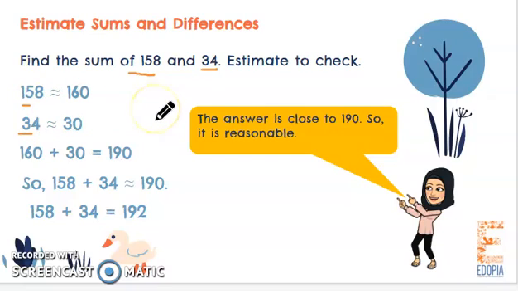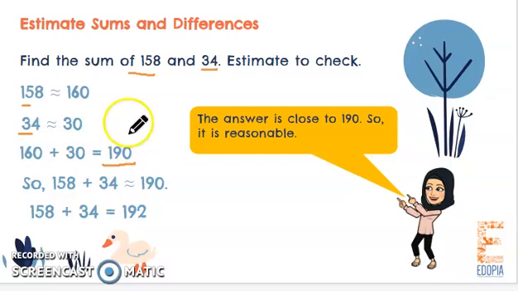We all know when a number is smaller than 5, we round down. Well, rounding down means keeping the target number same. So the target number 3 will stay same, and the next numbers will turn 0. 34 is 30 when rounded to the nearest 10. 160 and 30 when added up made 190.